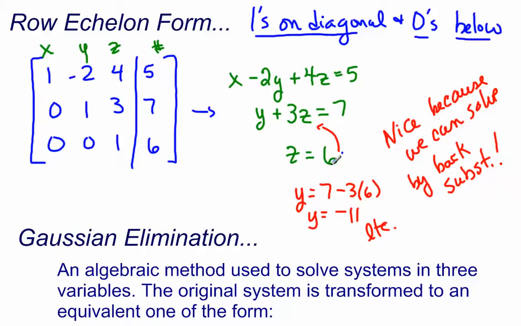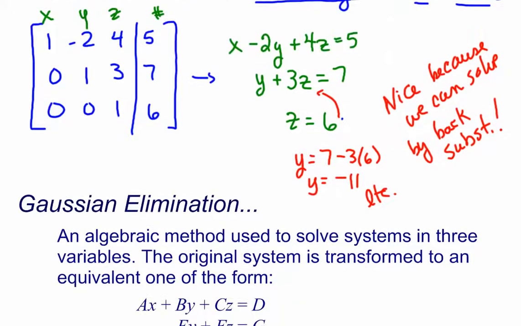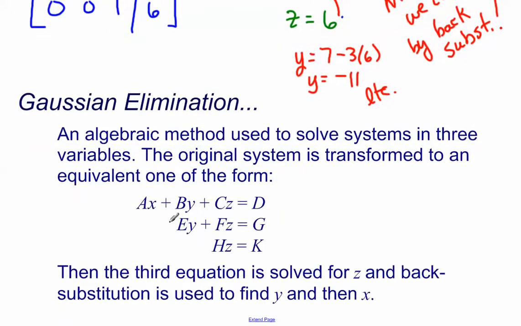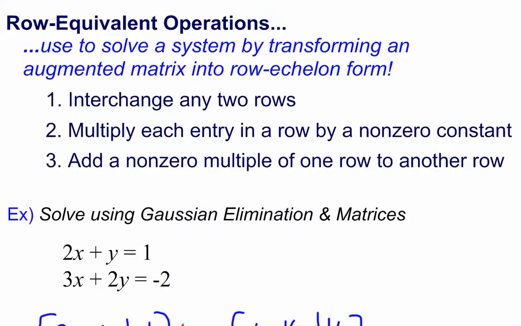Why is that good? Because now I can take that and back substitute into this second equation, and that's going to allow me to solve for y. Then I can take the 6 and the negative 11 and substitute both of those into the top equation and solve for the x. Okay, so that's called Gaussian elimination, an algebraic method where we back substitute to get our answers. Now the question is, how do I get it into that nice row echelon form?